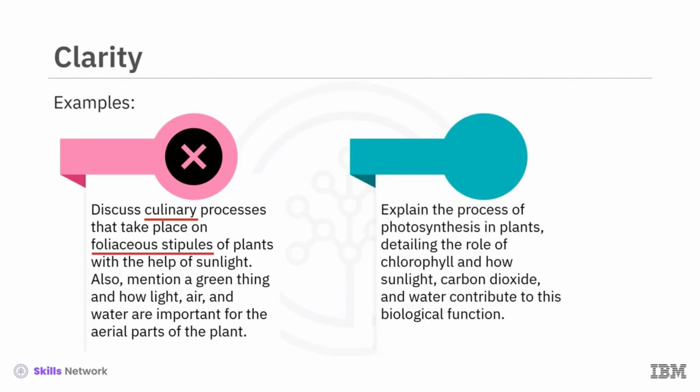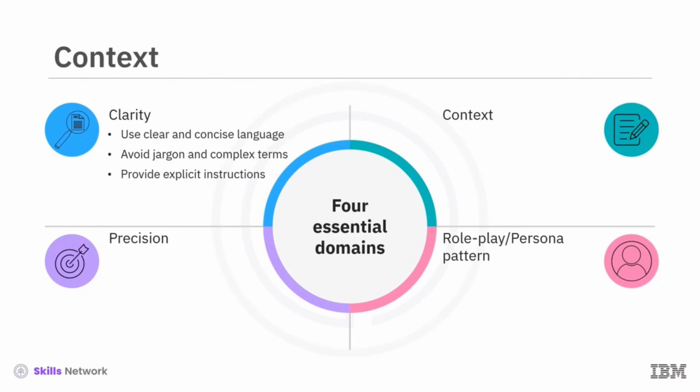To ensure clarity, you can rewrite this prompt as, explain the process of photosynthesis in plants, detailing the role of chlorophyll and how sunlight, carbon dioxide, and water contribute to this biological function. The revised prompt has simple, clear, and concise language and explicitly states that you want to discuss the process of photosynthesis in plants. Moving on to the next essential dimension, which is the context.